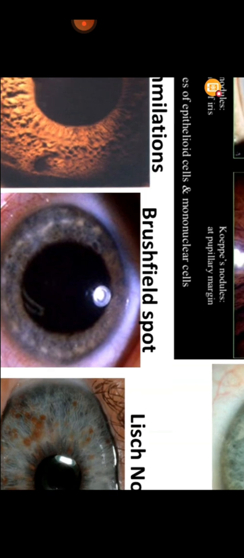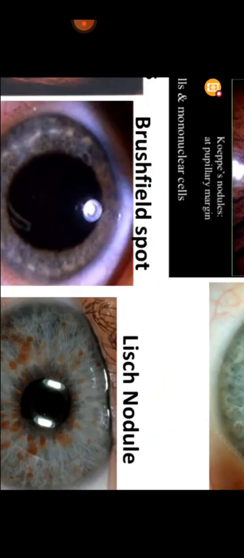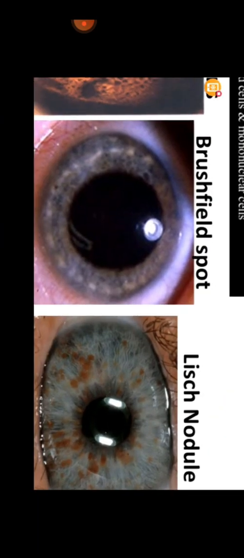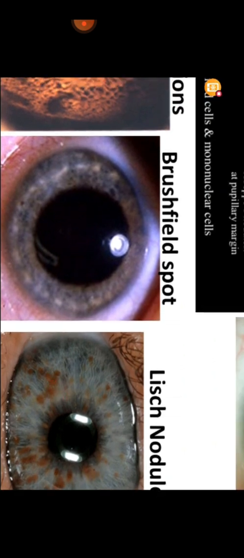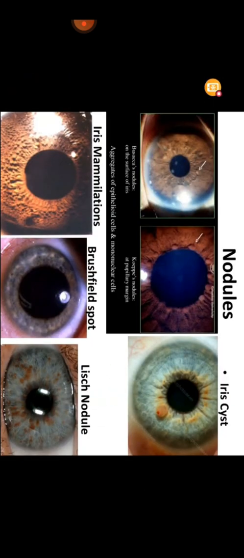Okay, now you can see even Lisch nodules. You can see some brownish spots like this, Lisch nodules, and this is very important. Lisch nodules are seen in neurofibromatosis type 1, which we call von Recklinghausen disease. So this type of Lisch nodules is seen. So you have to make out: if you want to see some nodules, try to understand whether it is due to any inflammation. If it is inflammation, it usually appears in the form of either Koeppe nodules or Busacca nodules.